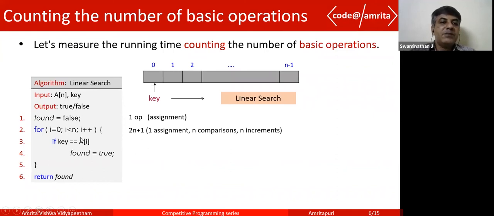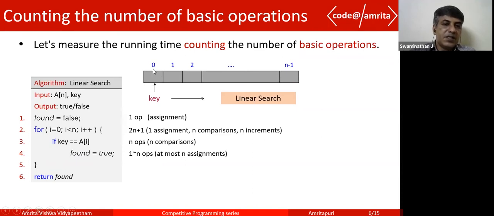So how many times are you going to do this comparison operation, key equal to A[i] or not? Whether key is present in a particular position or not. How many times would you do it? You would do it n times, right? Because this is the size. So you'll be checking whether it is found or not. And if it was found, then you will reset found to be true. And this you can do anywhere between 0 to n times. Because if I don't find the key in any position, it would be 0.